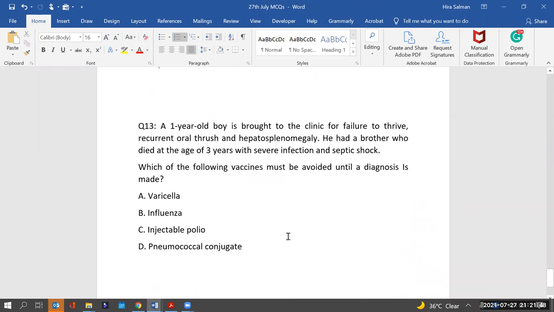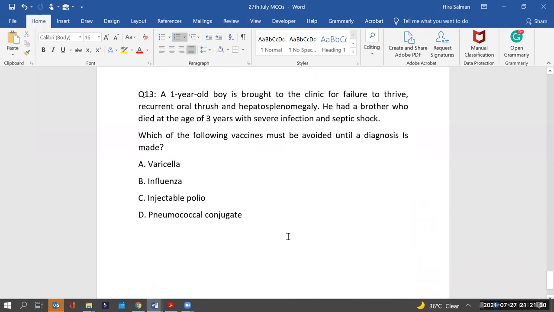Okay, for this question, a one-year-old boy is brought to the clinic for failure to thrive. Recurrent oral thrush, hepatosplenomegaly. Whenever it says failure to thrive, always think about immunodeficiency. Any kind of immunodeficiency will be there. So failure to thrive, recurrent oral thrush is there, hepatosplenomegaly is there.